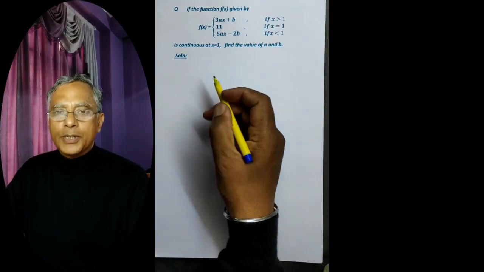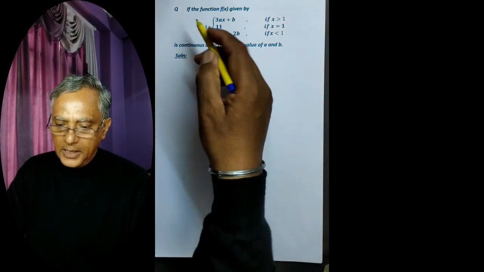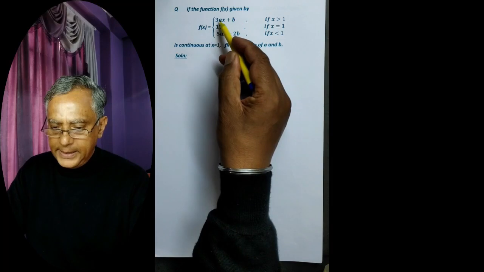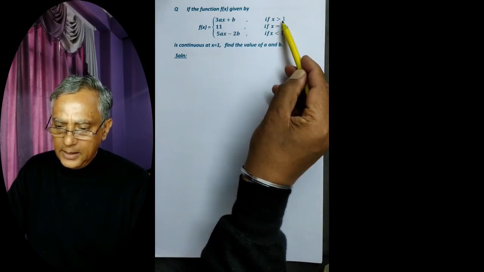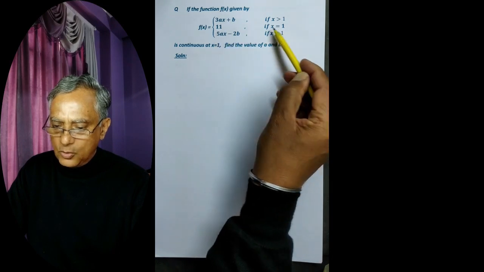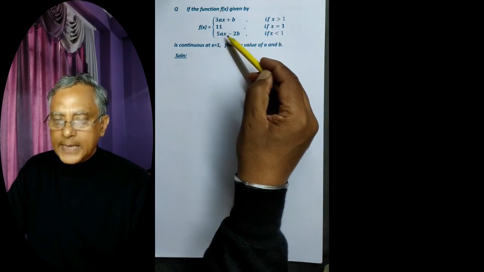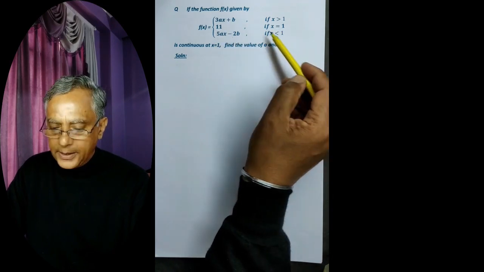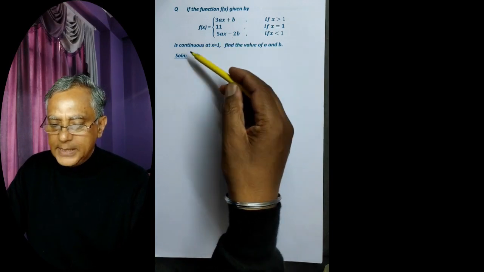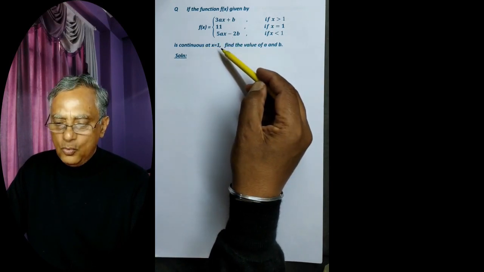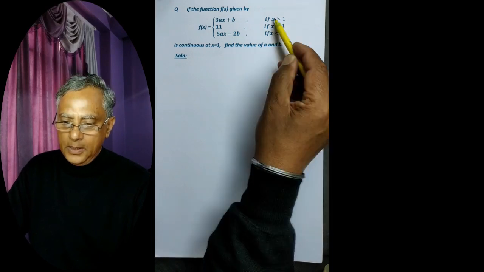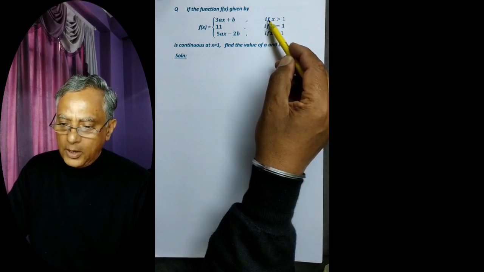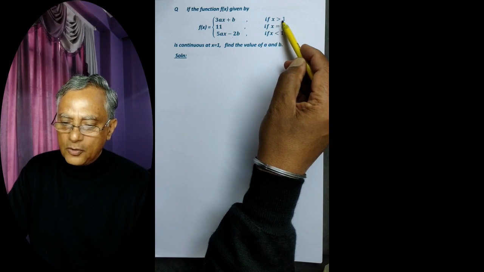Now the next question is, if the function f(x) is given to be this for x greater than 1, 11 for x equal to 1, and this for x less than 1. We are given that the function is continuous at x equal to 1 and we have to find the values of a and b. What we note here is, for x greater than 1, the definition of the function is this.